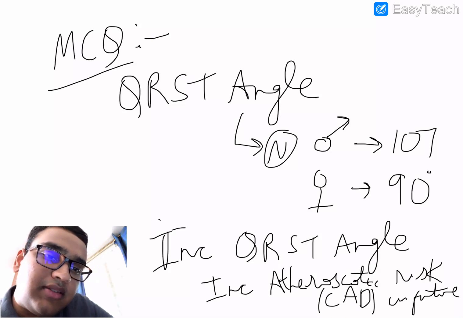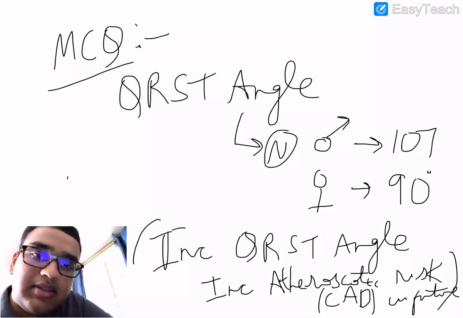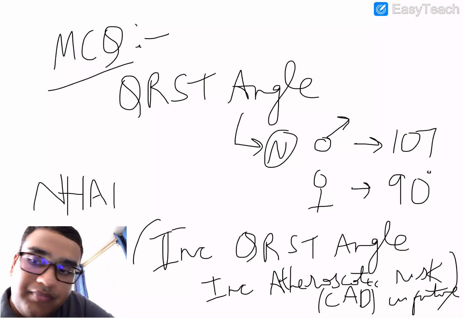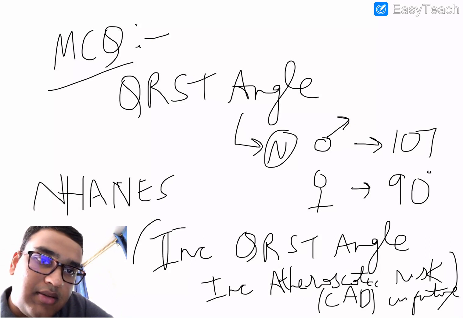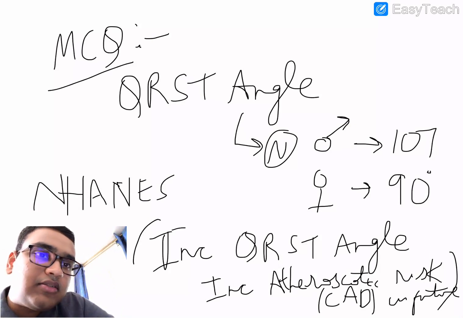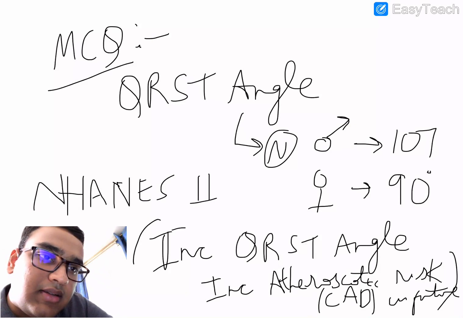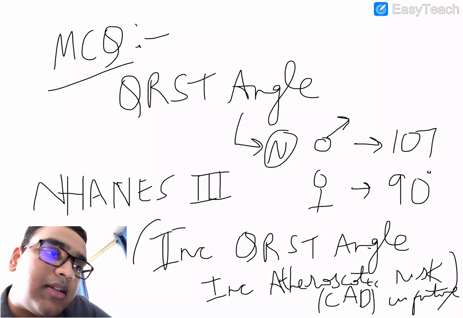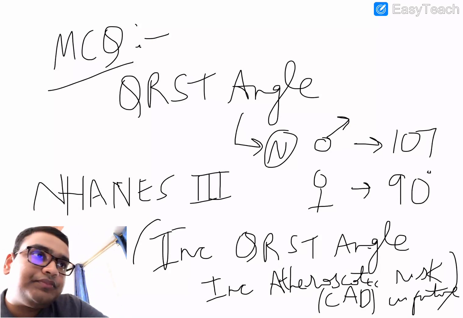So how did they find this out? They found this out using a study known as the NHANES study. This study, NHANES 3, showed that an increase in QRST angle leads to an increase in atherosclerotic risk in future.